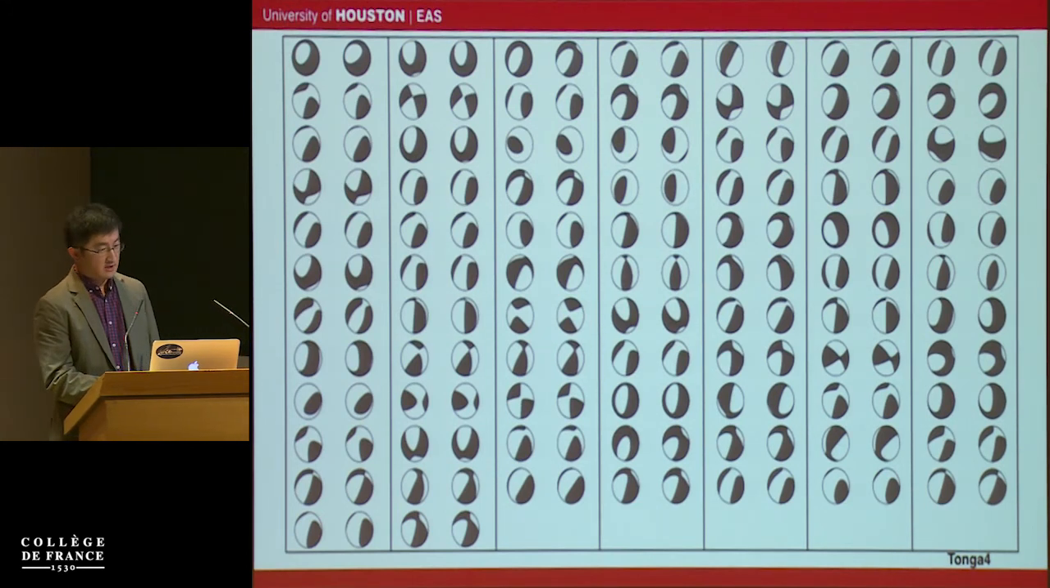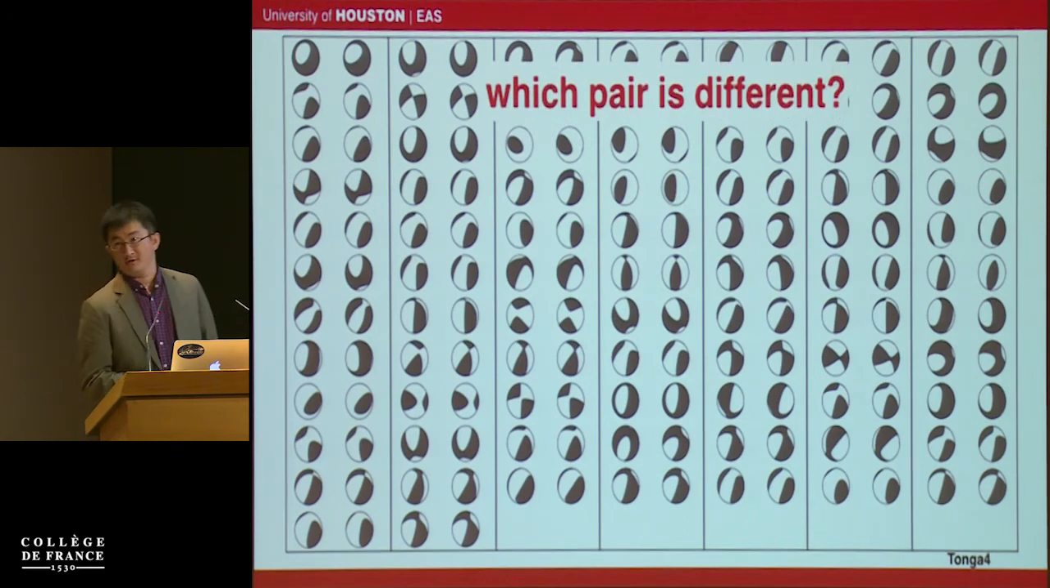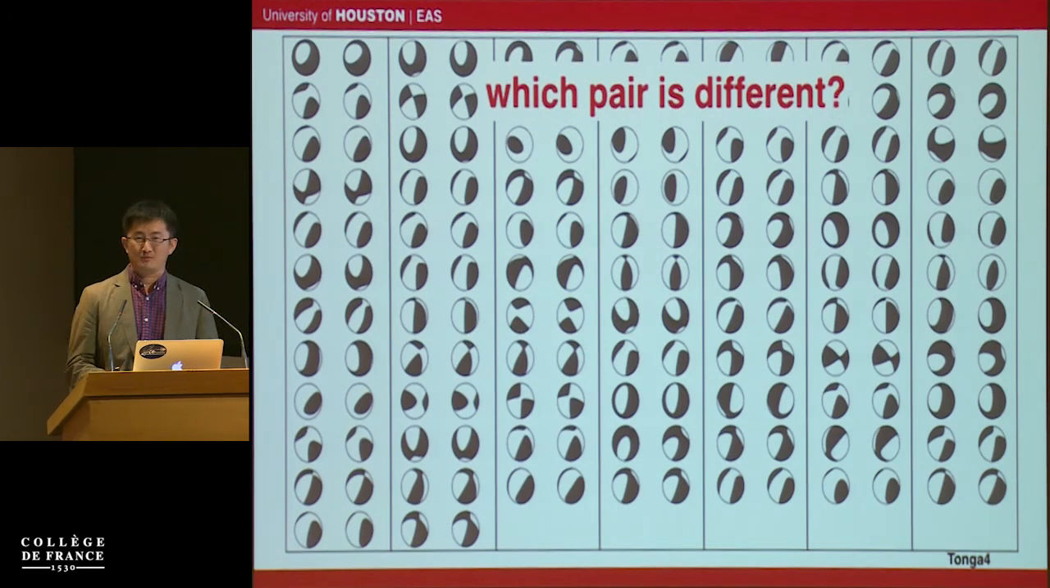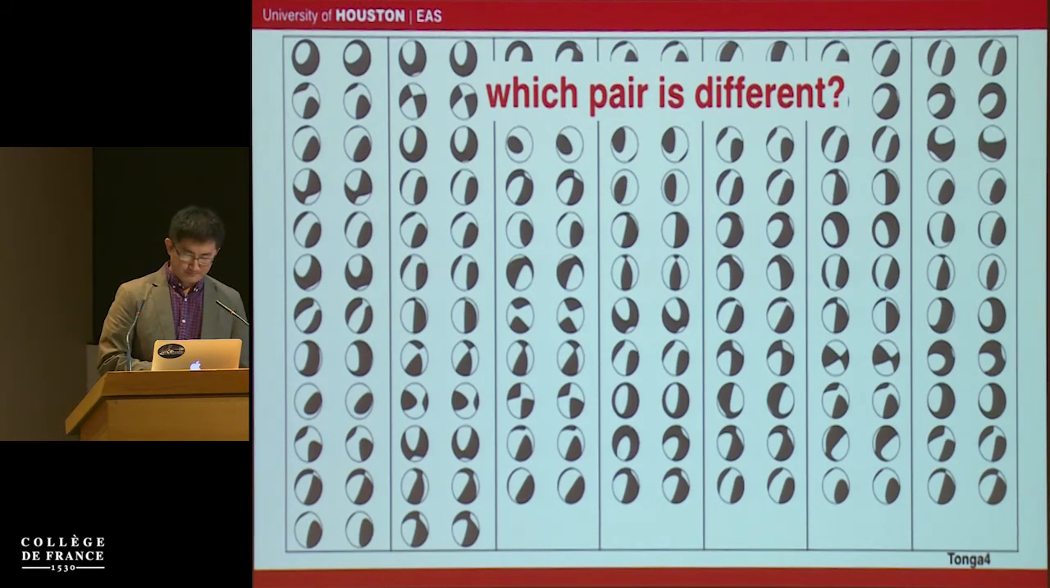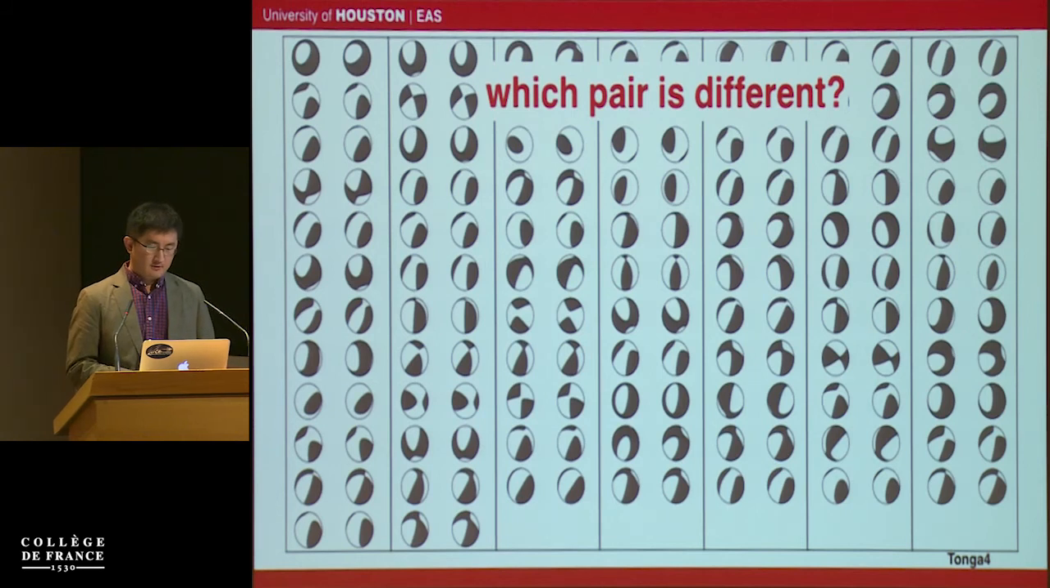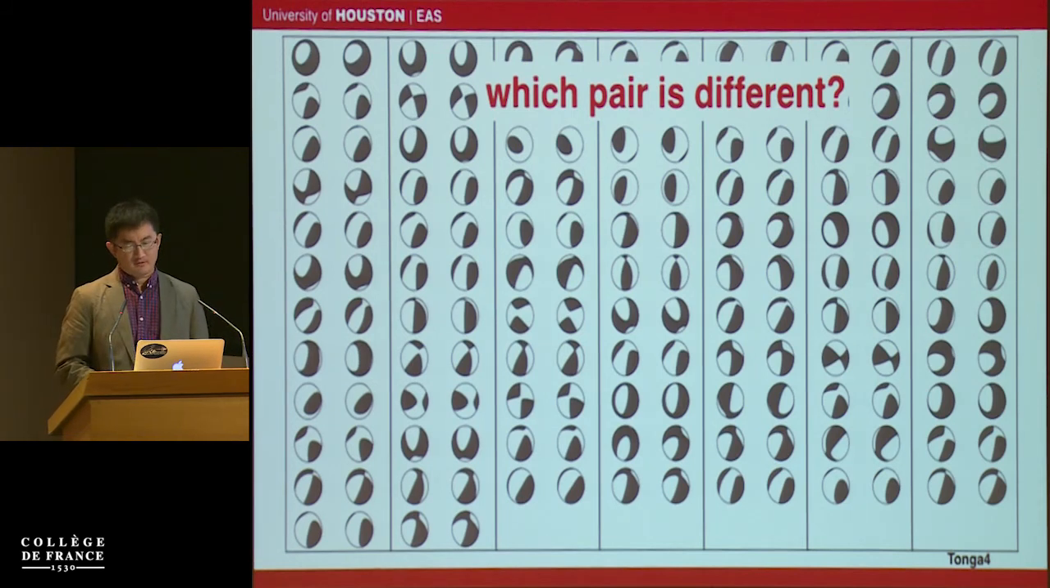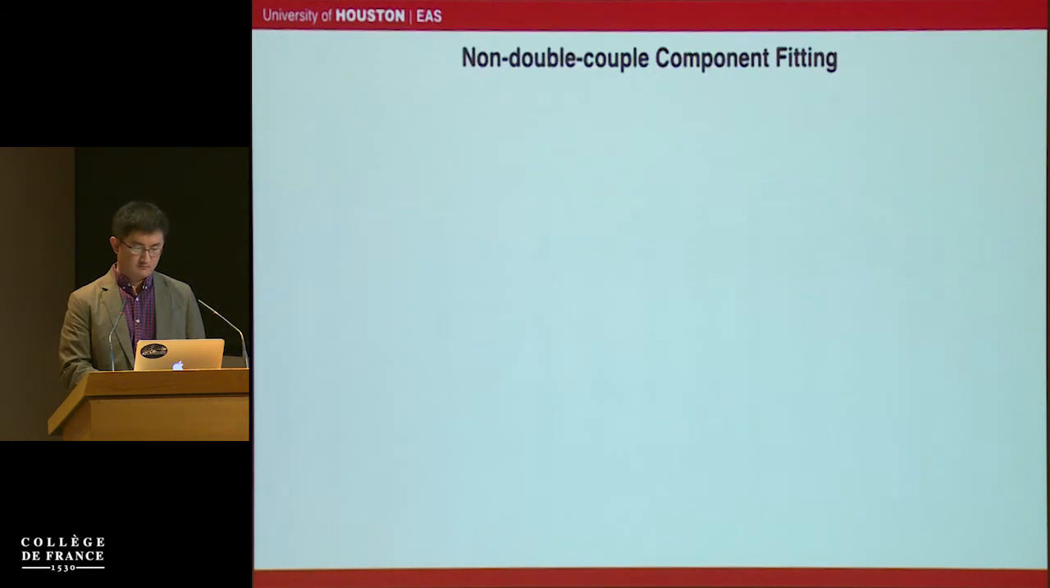I'm going to give you 10 seconds and tell me which pair is different. Find the one pair that is different. Okay, I think somebody previously pointed out there's one pair that is different. But for 1,057 earthquakes, pretty much all of them are fitted very well. So that's for the radiation pattern, the beach balls.